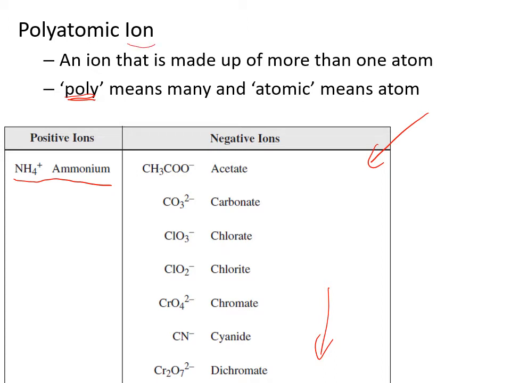So here's a couple of examples. Here's carbonate, which has one carbon and three oxygens. So that's why it has many atoms, and it is an ion. It has a 2- charge. On the periodic table, oxygen has a 2- charge, and carbonate also has a 2- charge.